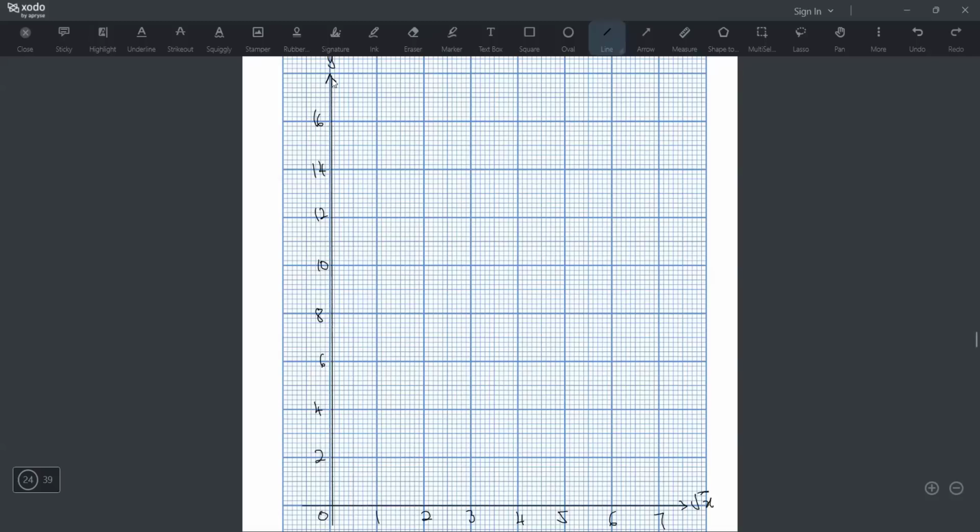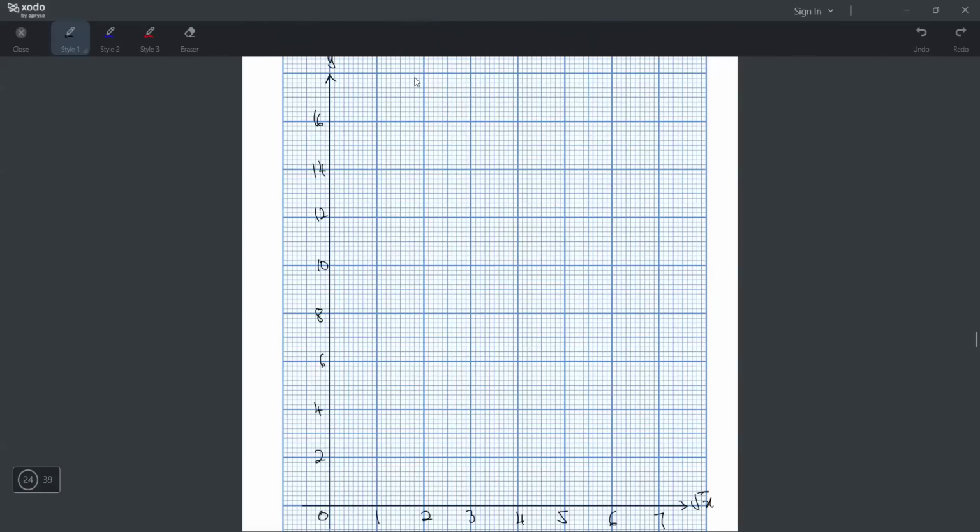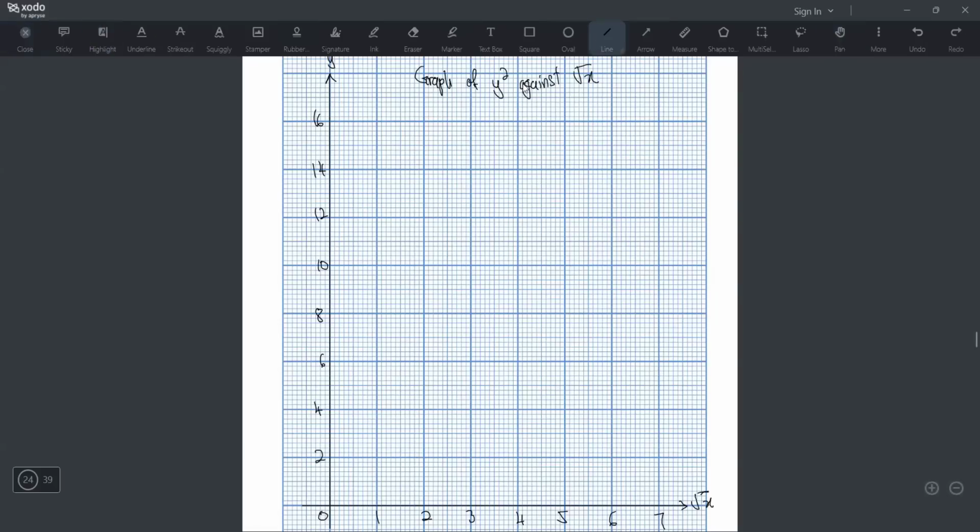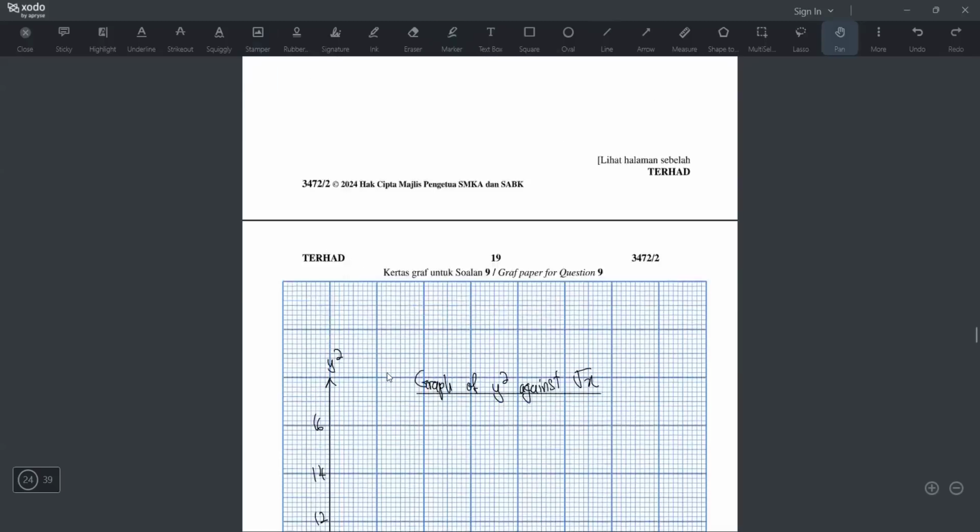Okay, I will write the title now, I mean the title of the graph. So the title will be graph of y square against square root x. Okay, graph of y square against square root x. Actually, this title you can write last, or later is fine too. But I write it now, so later I don't need to write it already. Now the only thing left is to plot the points.